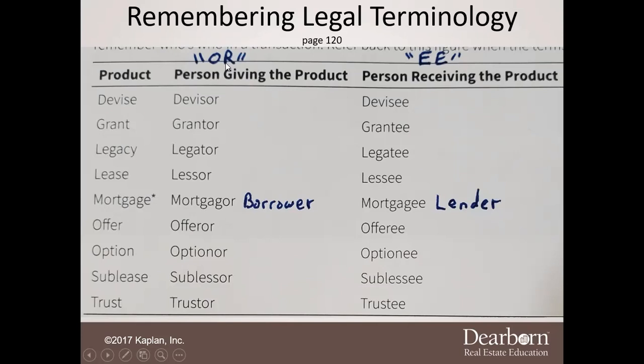See, doesn't that make it a lot easier to figure out who the players are with the words OR and EE? Who's the lessor? Who's the lessee? Well, lessor is the one that gives the lease. Lessee is the one that receives the lease. Doesn't that make it easier to figure it out? Or is it just me?